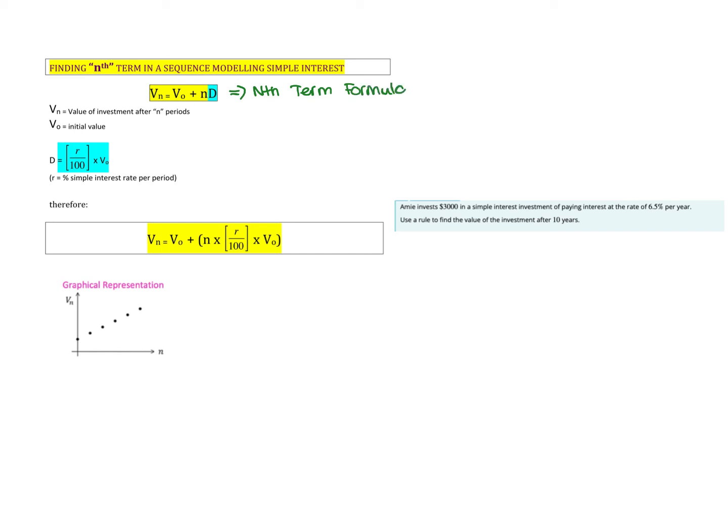What we'll notice is this is the way I can find any term in the sequence. So Vn is the value of the investment after n periods. V0 is still our initial amount. And we see D is still found the same way, where we are finding that percentage of the initial amount. What they've done here, if you look down here, is write this formula out again, where they've swapped the D for how you actually find D. So you could use either way. If you haven't worked it all out, you can use either formula.